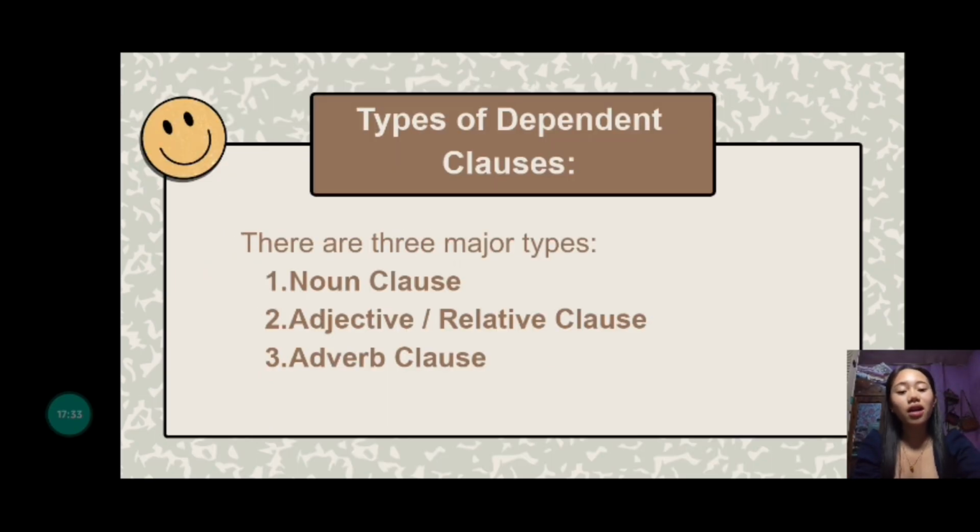So there are three types of clauses. Sorry, I changed the lighting, guys.